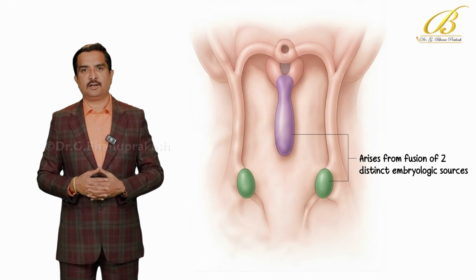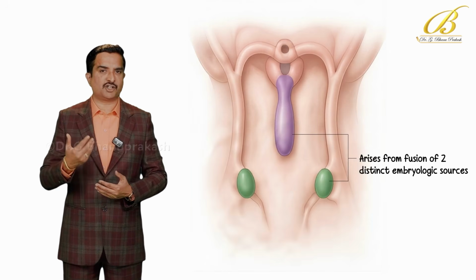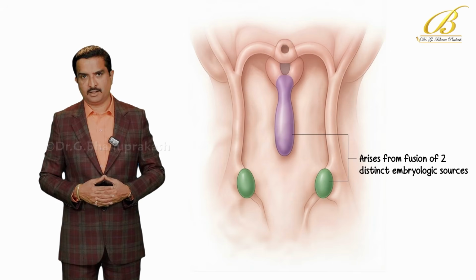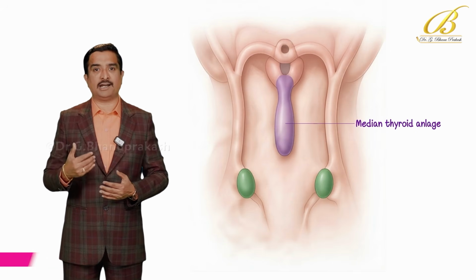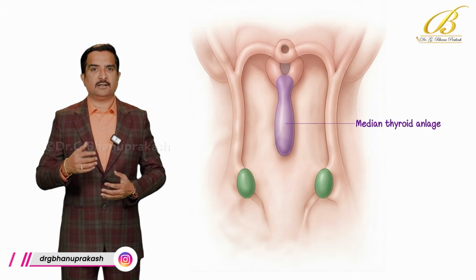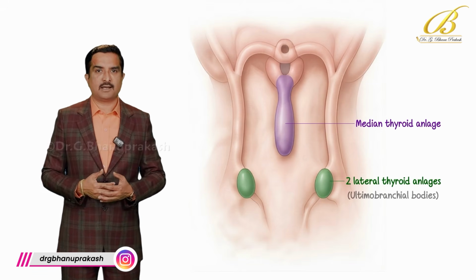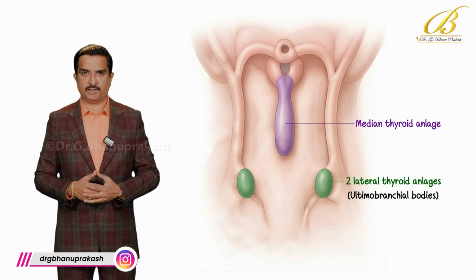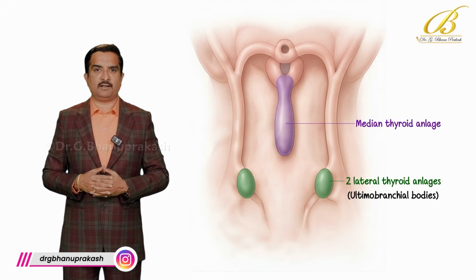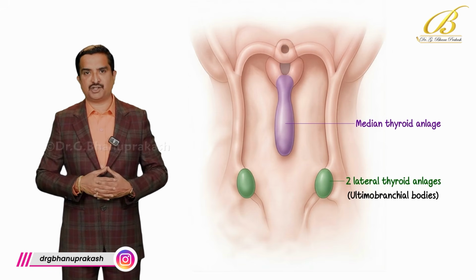It arises from a fusion of two distinct embryological sources. The first one is the median thyroid anlage and the two lateral thyroid anlagen, also known as ultimobranchial bodies. So let me explain what each of these gives rise to.